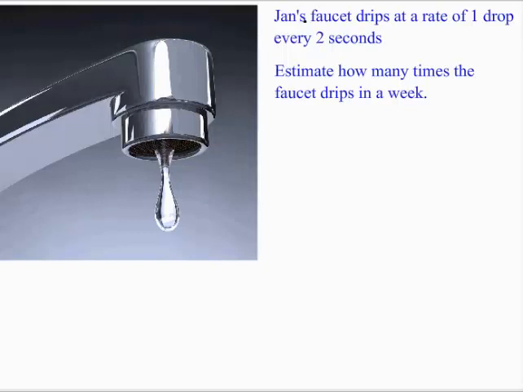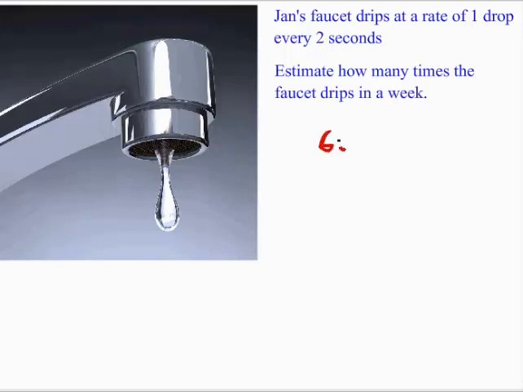Okay, so this problem tells us that Jan's faucet drips at a rate of 1 drop every 2 seconds. Now, we need to estimate how many times the faucet drips in a week. In order to do this, we need to find out how many seconds are in 1 week. In order to do that, we need to find out how many seconds are in 1 day.